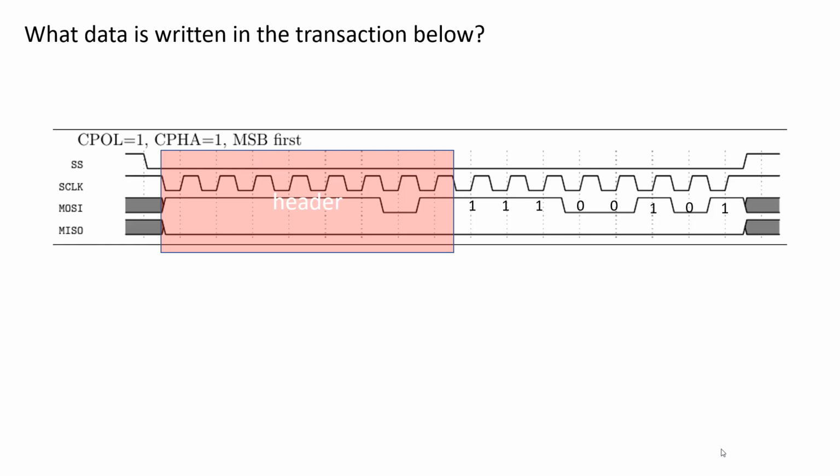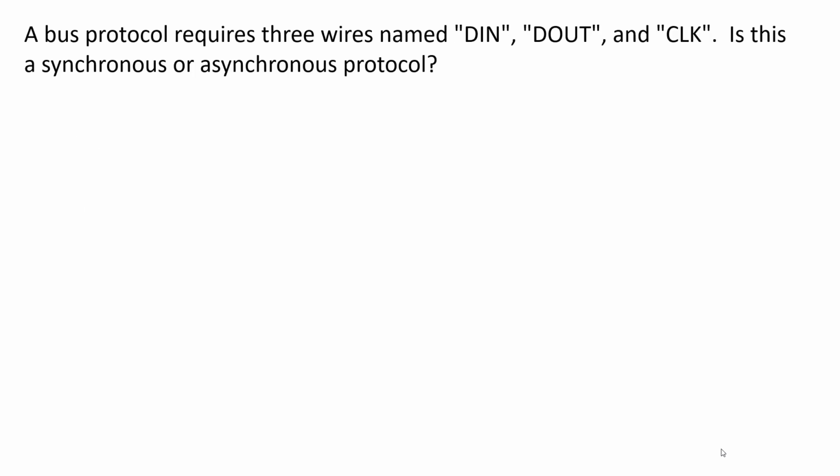What data is written in the transaction? So this is a transaction, not an exchange. I mean, well, there's 2 exchanges, 1 transaction. Remember, the transaction protocol is built on top of the exchange sequence. And so when you say what data is written, you're going to be looking at MOSI, because we're writing from the master to the slave, and MOSI is master out slave in. And the data is 111000101. Okay?